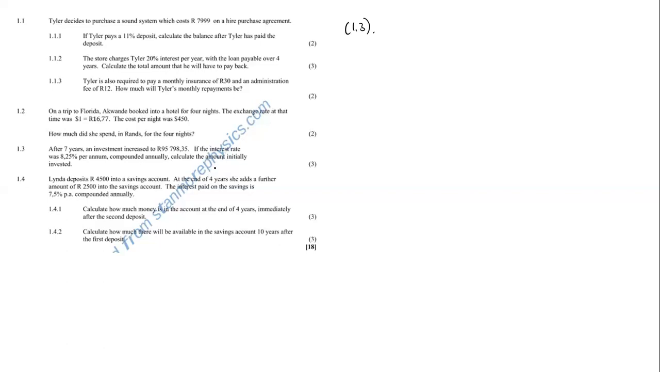To solve this question, if you want to use your timeline, it is fine, you can use your timeline. But I don't think you want to utilize your timeline in this question because it's only 3 marks, and you're just going to waste time trying to figure it out on a timeline. Questions that need a timeline are the ones where you do continuous investments. We will see that in number 1.4. So they say to us, after 7 years, an investment increased to this.